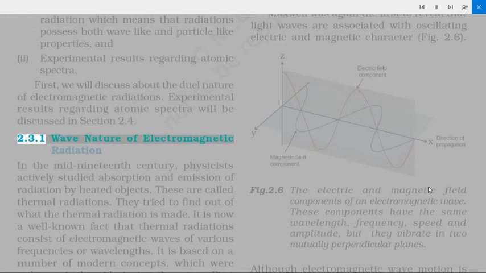2.3.1 Wave nature of electromagnetic radiation. In the mid-19th century, physicists actively studied absorption and emission of radiation by heated objects. These are called thermal radiations. They tried to find out of what the thermal radiation is made. It is now a well-known fact that thermal radiations consist of electromagnetic waves of various frequencies or wavelengths. It is based on a number of modern concepts, which were unknown in the mid-19th century.